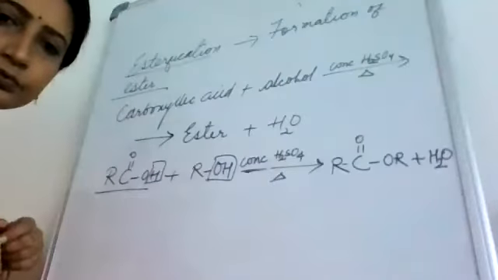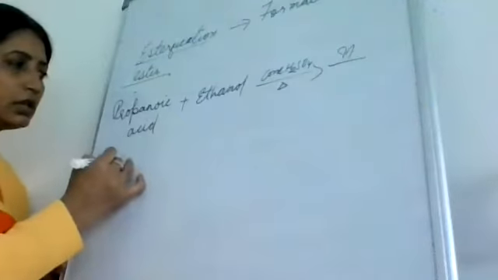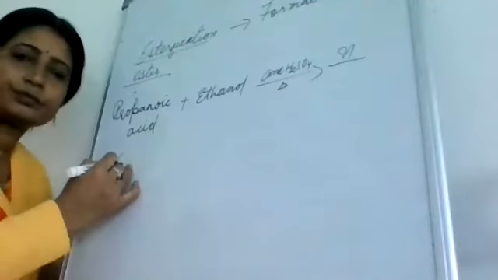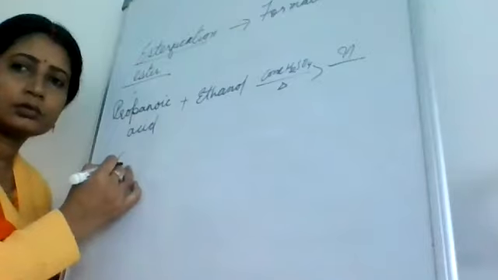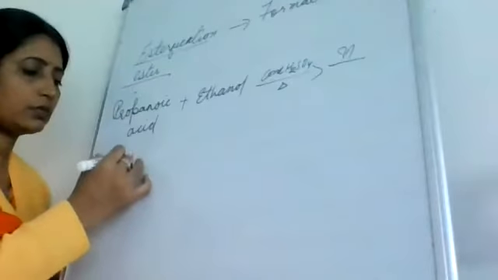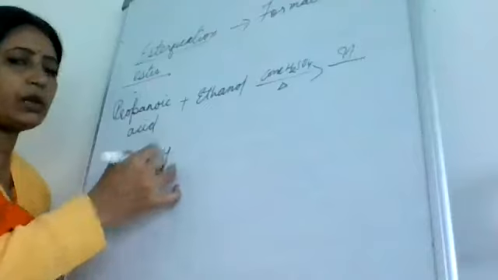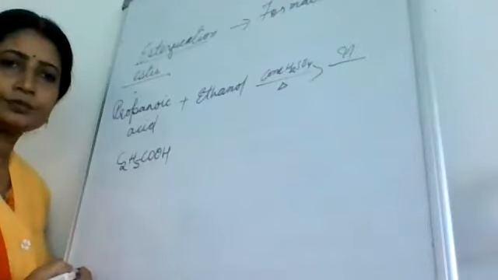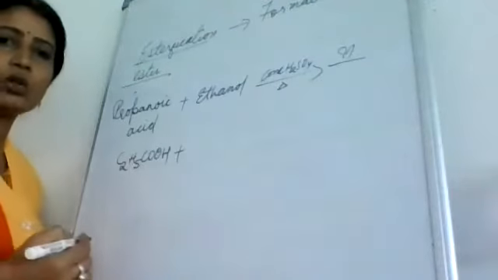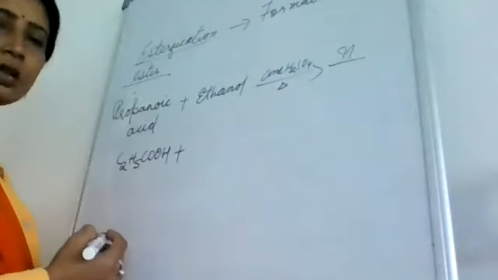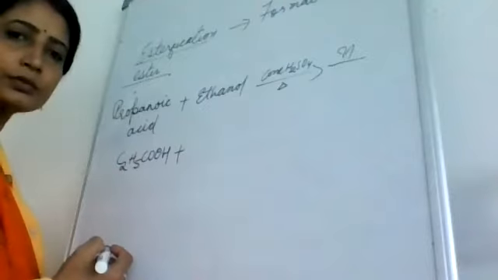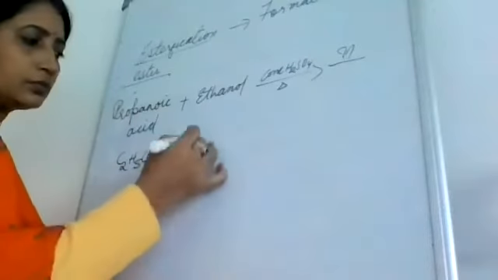Note this much. CH3 single bond C2H, what is the formula? Propanoic acid. C2H5COOH. Very good, everyone has written this. Plus what? Ethanol. What is ethanol? Ma'am, C2H5OH.